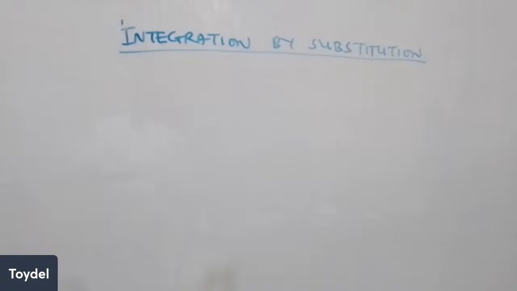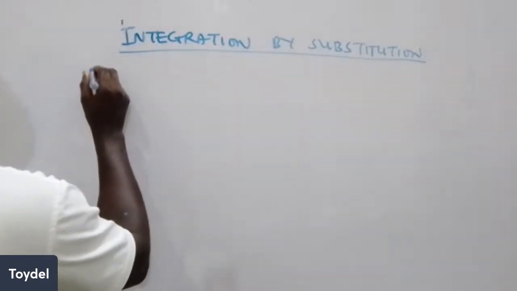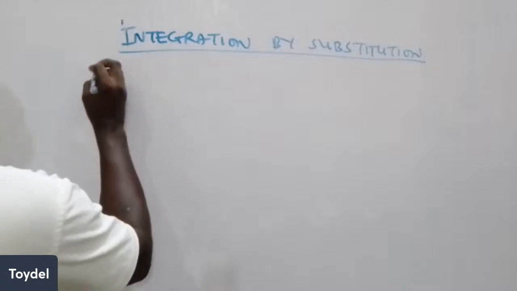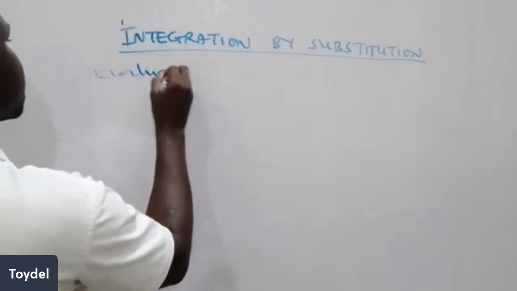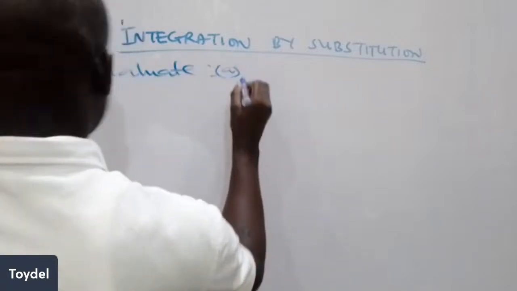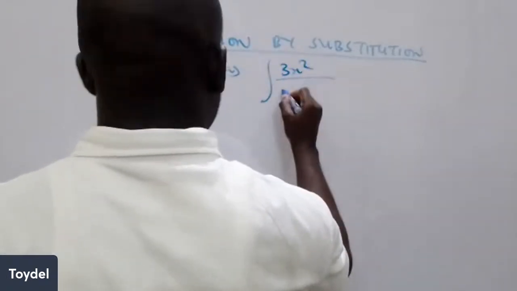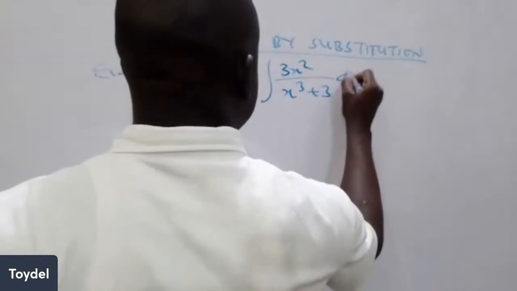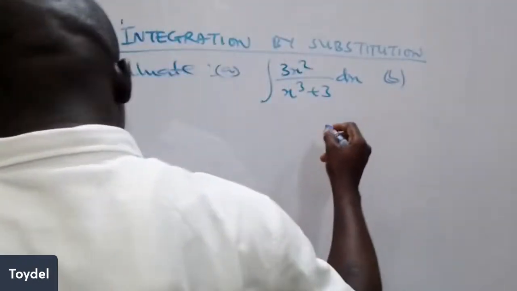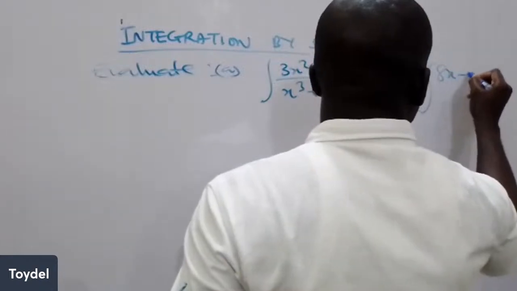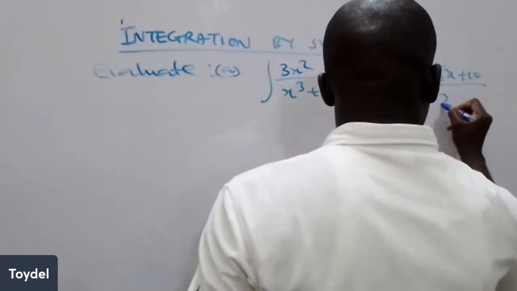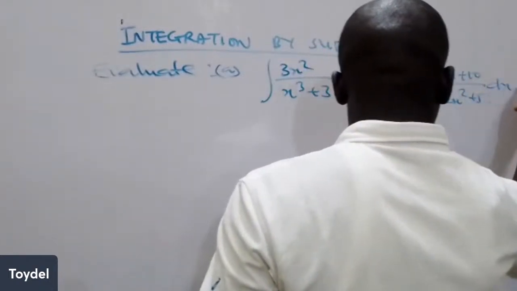Today we want to look at integration by algebraic substitution. That is, how do we integrate when we have algebraic substitution? Let's see an example. Evaluate the first one. We want to integrate the integral of 3x squared all over x cubed plus 3 dx. And let's take one more question: the integral of 8x plus 10 all over 2x squared plus 5 dx.